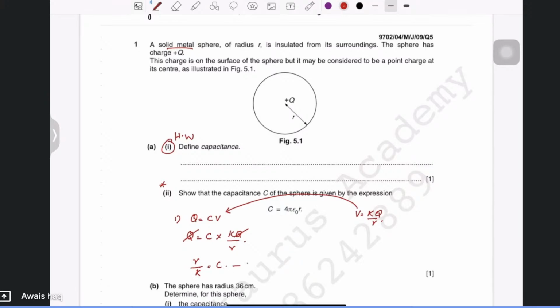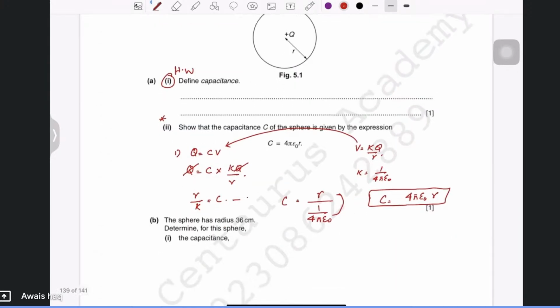Since K itself is 1 upon 4 pi epsilon, we can put that, and then you guys know that's going to be R over 1 upon 4 pi epsilon. You can multiply it here. So C is going to be 4 pi epsilon R, and that is basically what you need to remember.